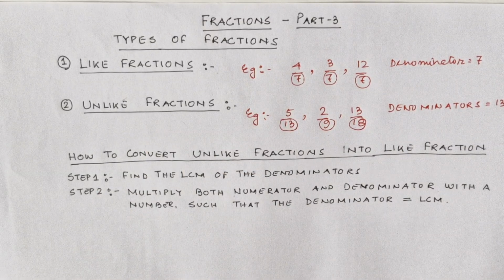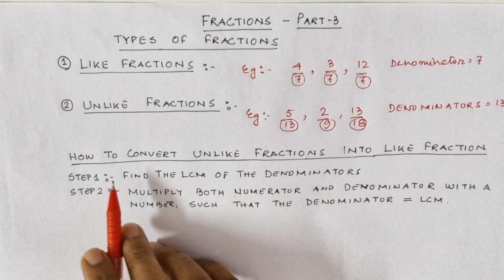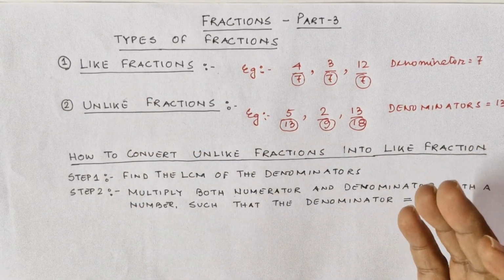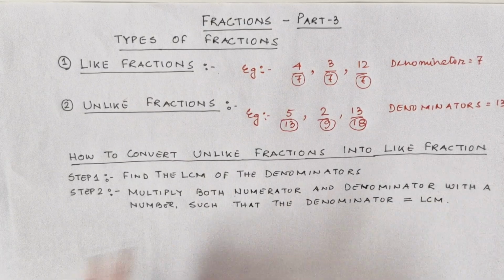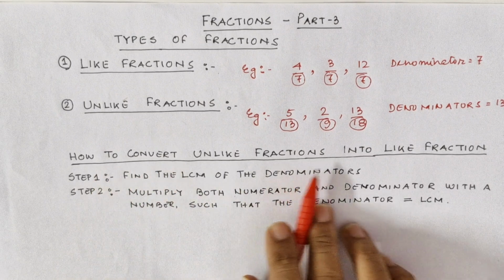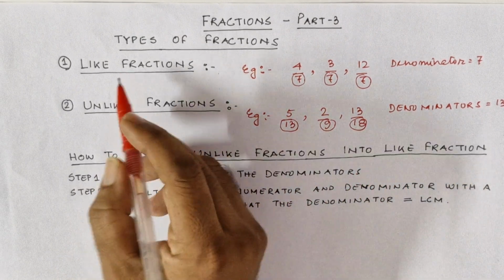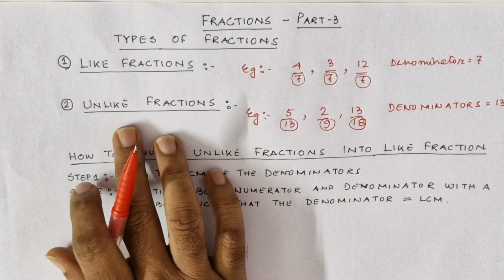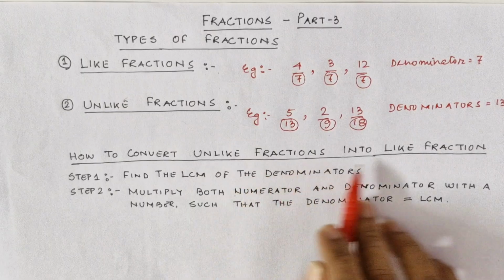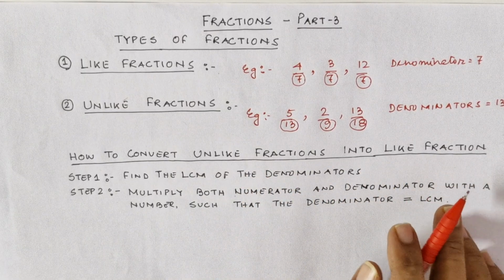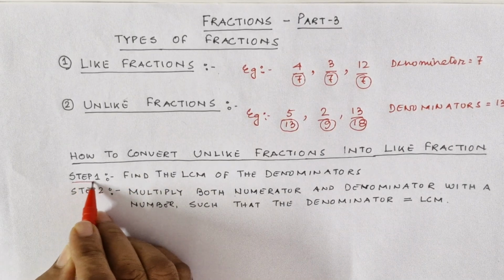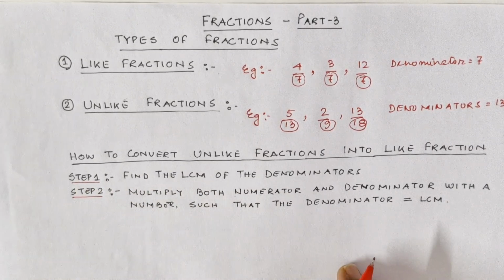So let's now come to the third point, how to convert. These are two types of fractions. We'll come to other types of fractions later in this lecture, but before moving on to that, let's see how to convert unlike fractions into like fractions. You have seen unlike fractions have different denominators. Is there any way to convert unlike fractions into like fractions? Yes, there is a way. Let's follow the first step, then we'll move to the second step.